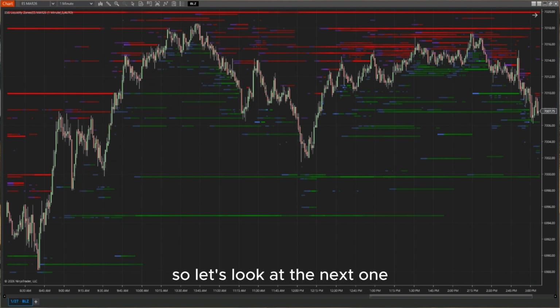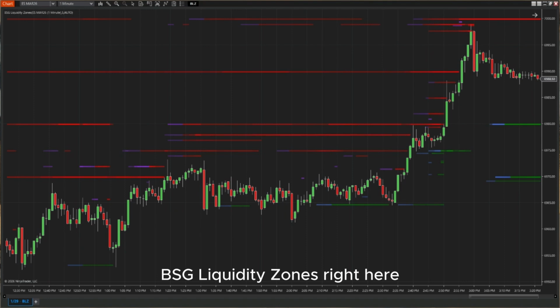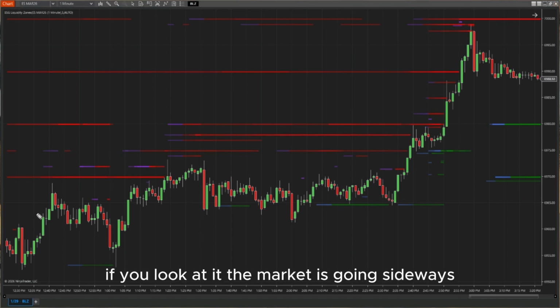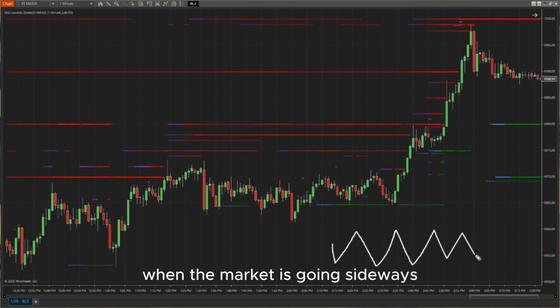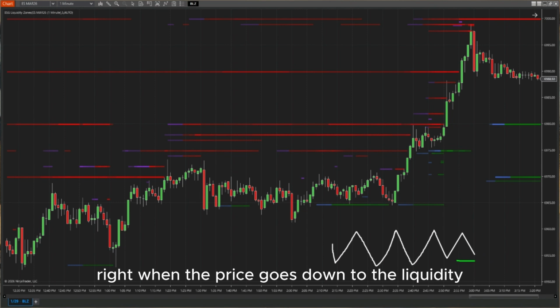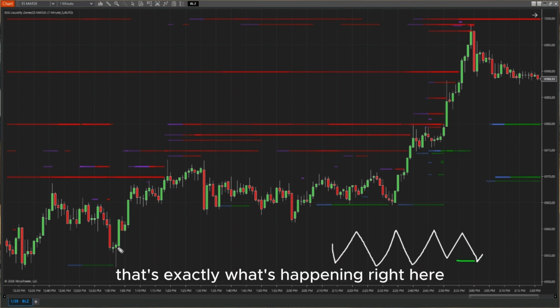So let's look at the next one. Remember that I showed you how we are able to trade entry here long, take it right here. Let me show you the same thing in the BLZ liquidity zones right here. If you look at it, the market is going sideways. Remember I told you just a few minutes back, when the market is going sideways also, if strong bias liquidity starts building, right? When the price goes down to the liquidity and then you see immediate rejection, you can take the long. That's exactly what's happening right here.